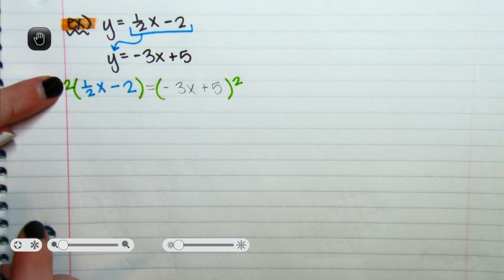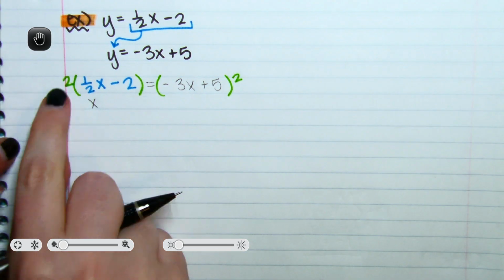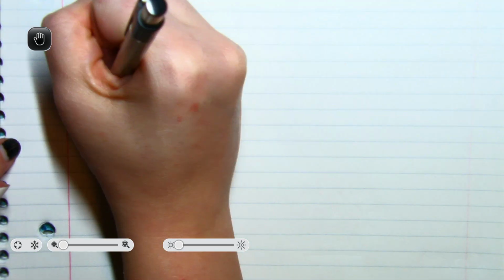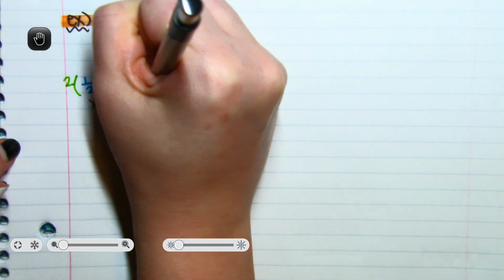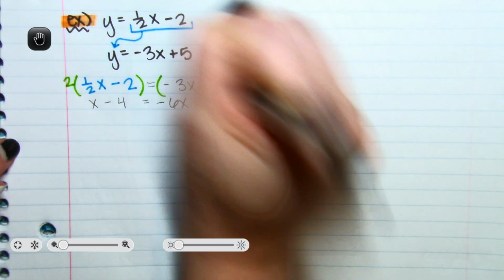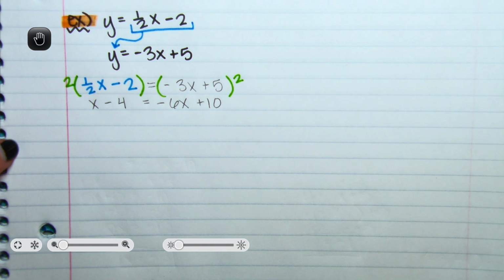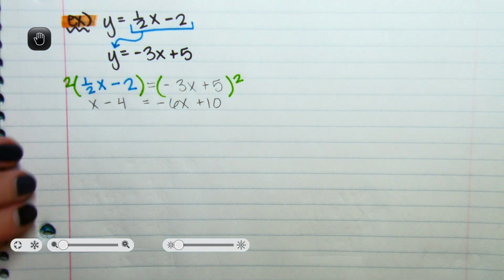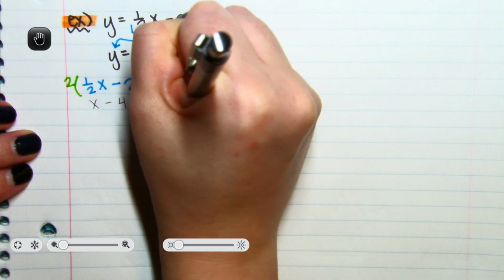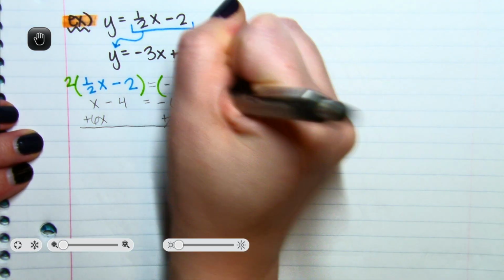So 2 times 1/2 is 1. Those cancel out, and I'm left with just x. 2 times -2 is -4. Equals 2 times -3x is -6x. And 2 times 5 is 10. Now I can still solve this, but I don't have to deal with any fractions. So I'm going to add 6x to both sides because I need all of the x's together, and I prefer to put them all on the left.